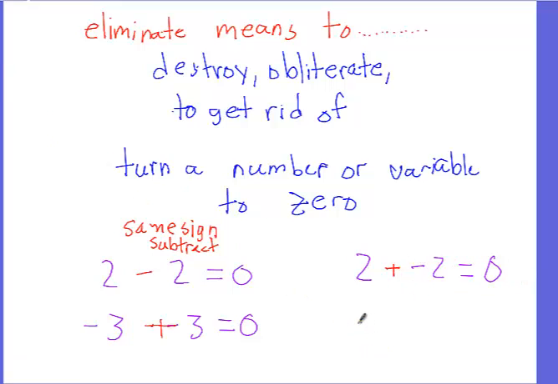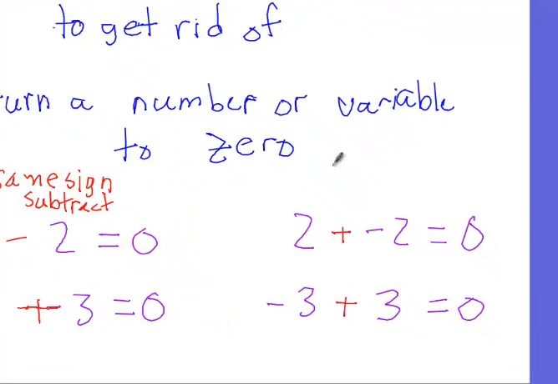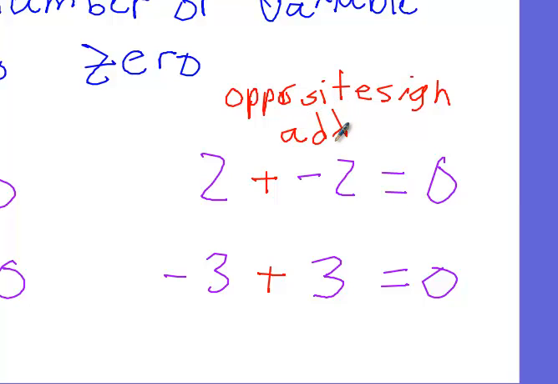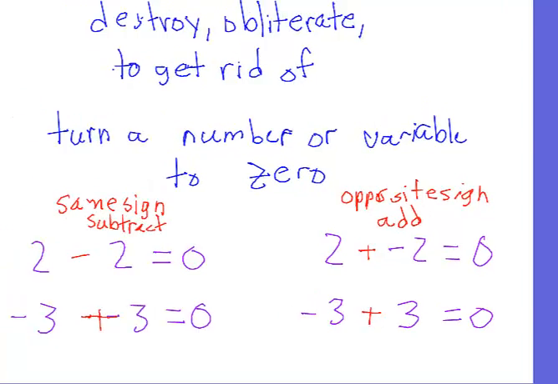Now, let's say I have -3 and a +3. If we want them to become 0, what do we do? We add them. -3 plus 3 equals 0. So if they're opposite signs, if one's positive and one's negative, we add. Remember this: if you have the same sign, you must subtract the numbers to get 0. If you have the opposite signs, you add the numbers to get 0. That's going to help us out.